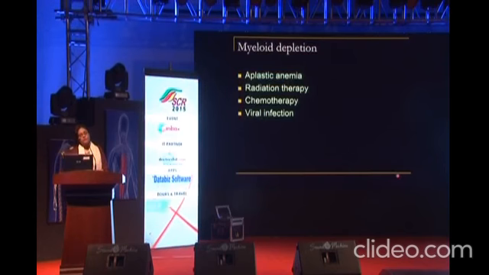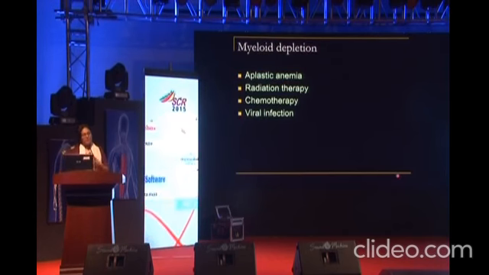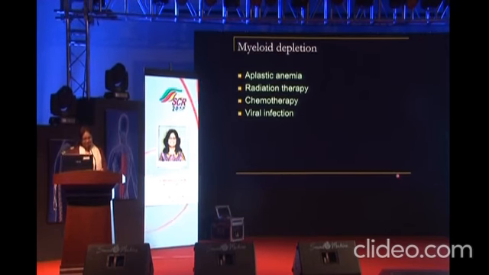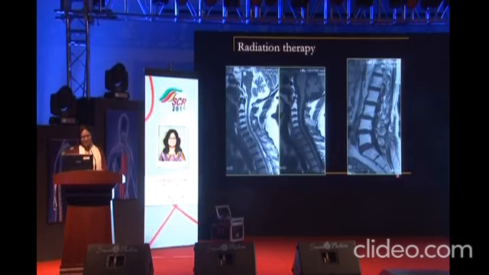Next, fatty marrow may also be seen with myeloid depletion. When the hematopoietic marrow is depleted, this could be due to aplastic anemia, or more likely we see it post-treatment, when radiation therapy or chemotherapy has been given for some underlying malignancy.